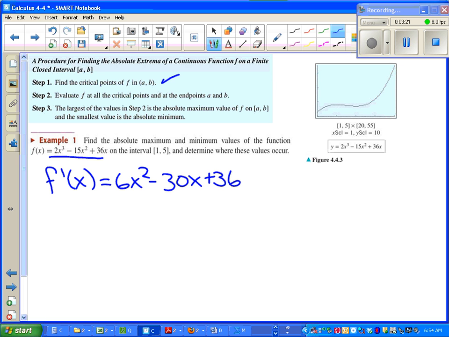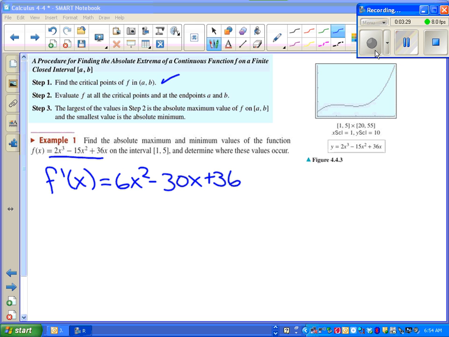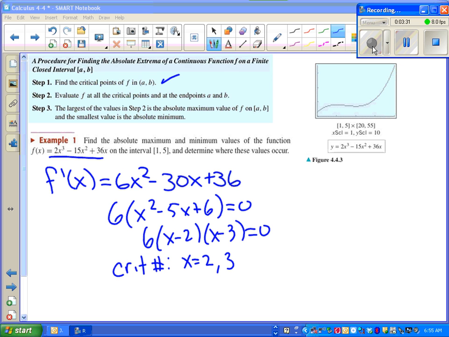Just for some practice, I highly recommend you pause the video and try to find these critical numbers on your own, and then check with my work. I get critical numbers x equals 2 and x equals 3. I'm not trying to find out where I have relative min, relative max. I'm not trying to find concave up, concave down. This problem just says find the absolute max and min.